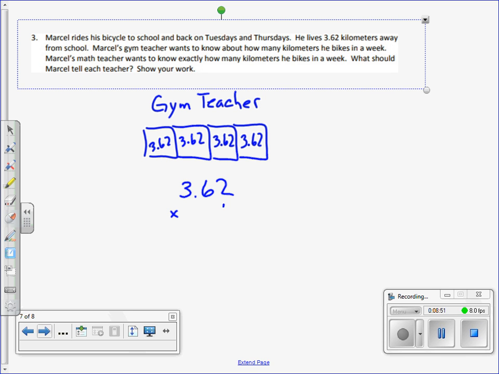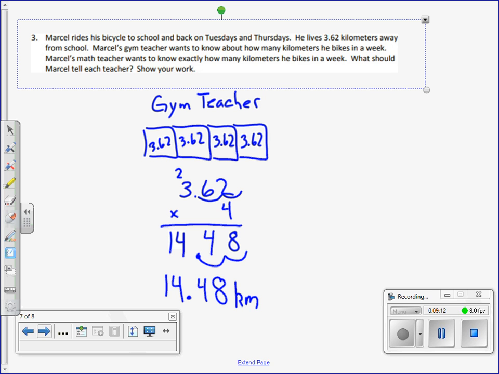3.62 times 4. 4 times 2 is 8. 6 times 4 is 24. 4 times 3 is 12, gives me 14. We've got 2 decimals over, so 2 decimals over. So he bikes exactly 14 and 48 hundredths kilometers.